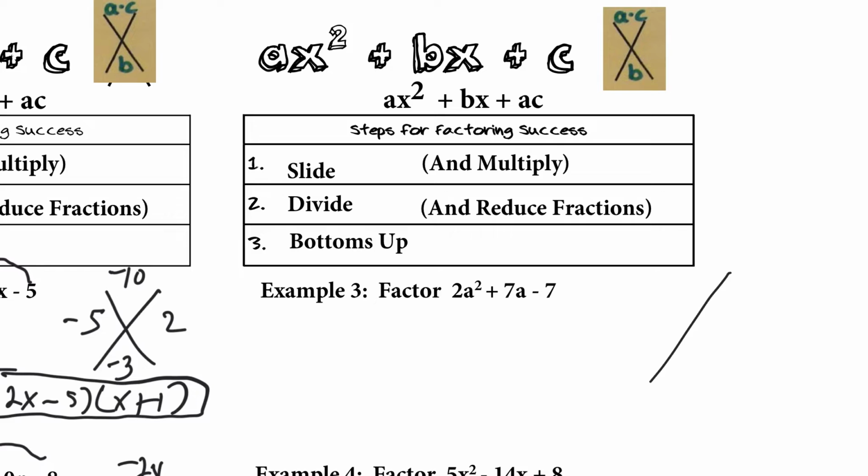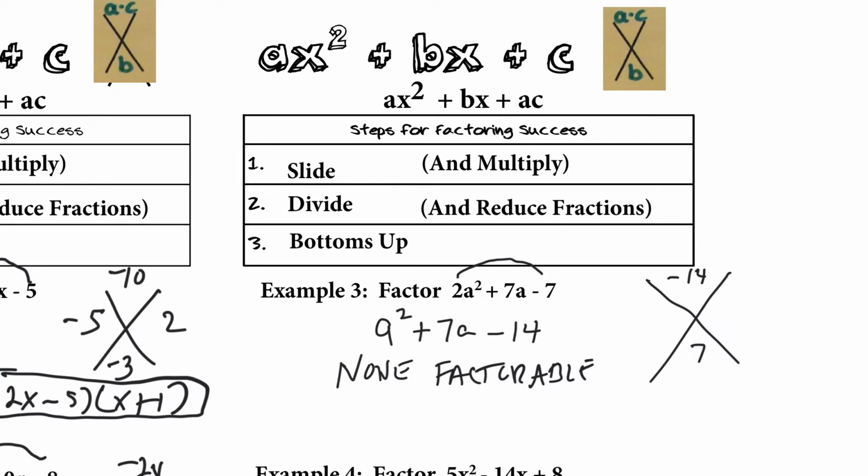We're going to use the slide and divide method. We're going to multiply 2 times negative 7, that's the leading coefficient times the constant, which gives you negative 14. You're going to place the 2 to the side. a squared plus 7a. Replace the negative 7 with negative 14. And we know that 2 times 7 is 14. This one we're not able to factor, so I'm going to write non-factorable.